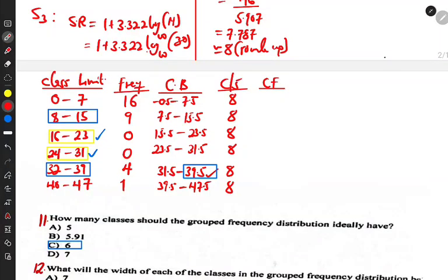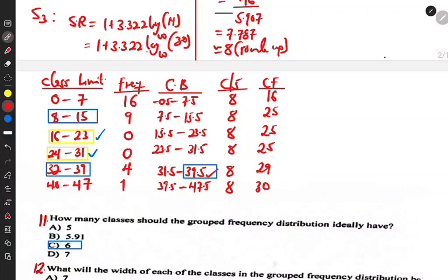Okay. So the first is supposed to be 16. Then the next one is supposed to be 16 plus 9. So we add the previous frequency to the current one. That's going to give me 25. The third one, which is 0, added to the previous one, I'm going to get 25 again. Then for the current class, 30 to 39, the cumulative frequency, 0 plus 25, I'm going to get 29. And then lastly, 1 plus 29, I'm going to get 30.